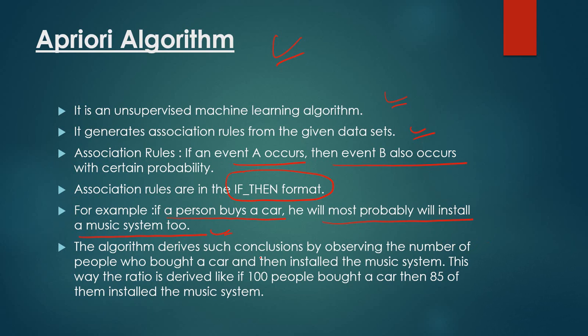So the algorithm derives a conclusion by observing the number of people who bought a car and then installed a music system. This way, the ratio is derived, like 100 people bought a car, then 85 of them installed a music system. Interesting insight, right? So there's a probability associated: 85% of people who bought the car went on to install a music system, and that information can be used for something.